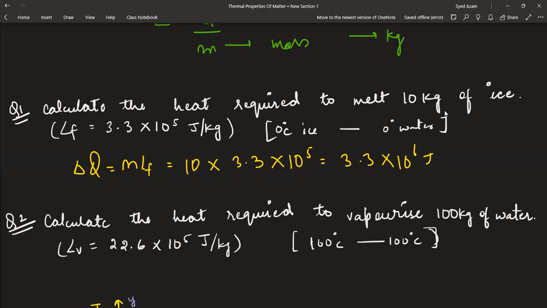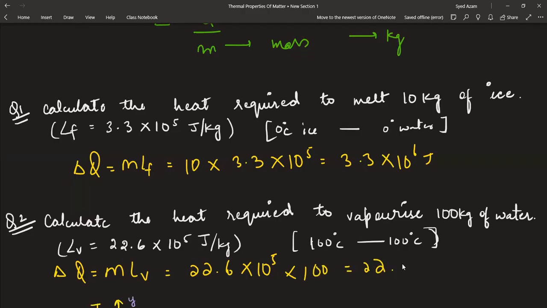Similarly, this is vaporize 100 kg of water. Easy? Yes, ma'am. M into L_V, 22.6 into 10 to the power 5, into 100. Yes, 100. Correct. So this will be 22.6 into 10 to the power 7 joules.